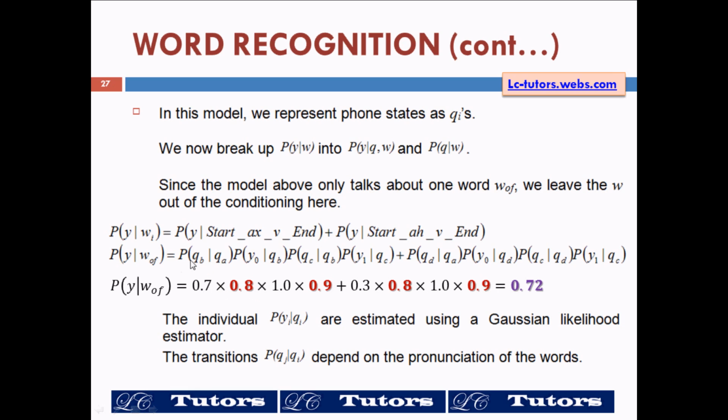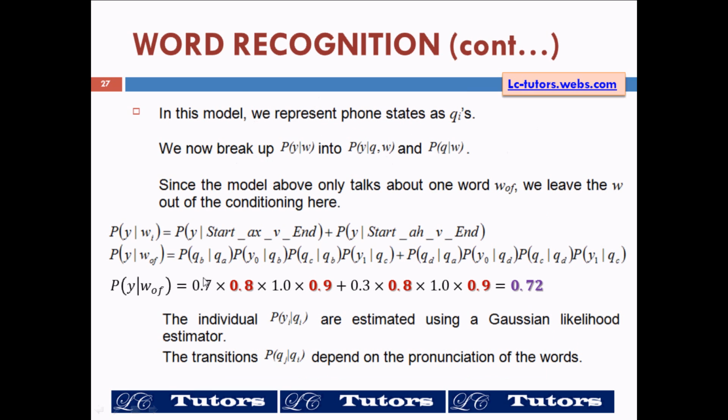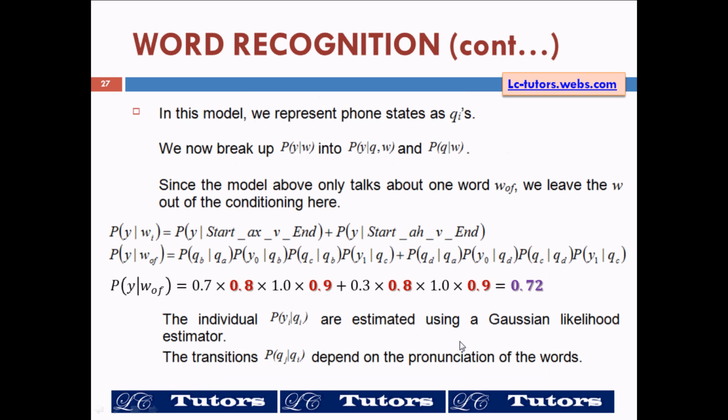So when you substitute the values, the probability of jumping from state 1 to a to b is 0.7, and the acoustic vector at this point is 0.8, then 0.9, and the probability in between is 1. So 0.7 × 0.8 × 1 × 0.9, plus the second route: 0.3, and the probability at this point is 0.8, 1, and the probability at this point is 0.9. So 0.3 × 0.8 × 1 × 0.9. When you add these two, you get 0.72.